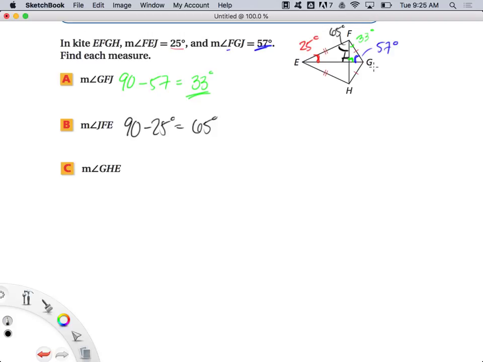There you go. GHE is this one. Well, I know that this angle here and this angle are congruent, so this one is just 65 plus 33 equals 98 degrees. The biggest thing with questions like this is you have to do it systematically. If you find yourself just reaching and trying to guess, then you're not going to get the right answer. The information is always right there in front of you. You just have to be able to find it.